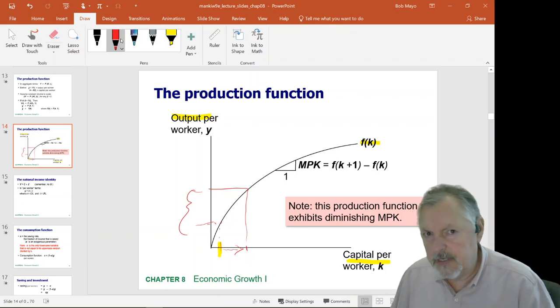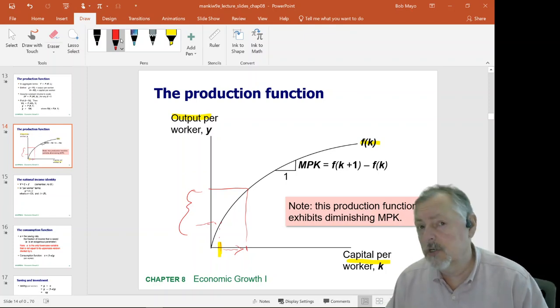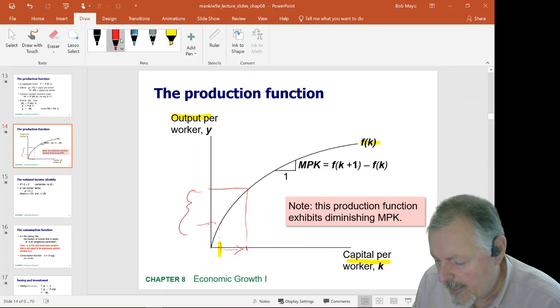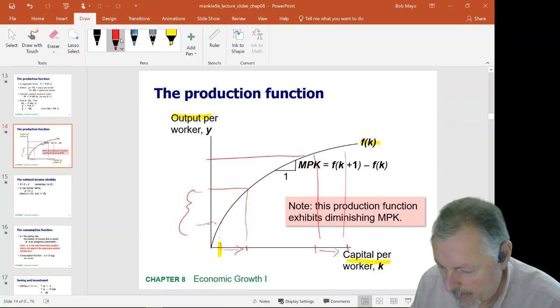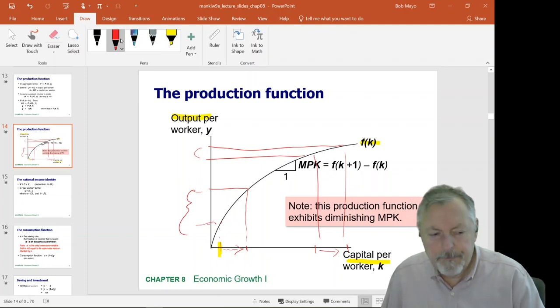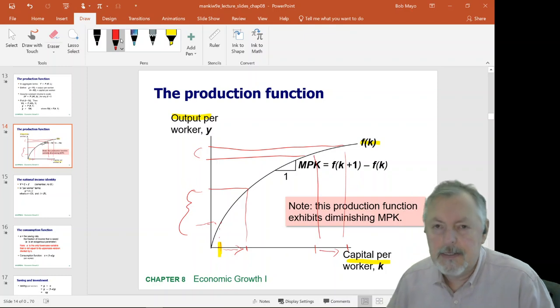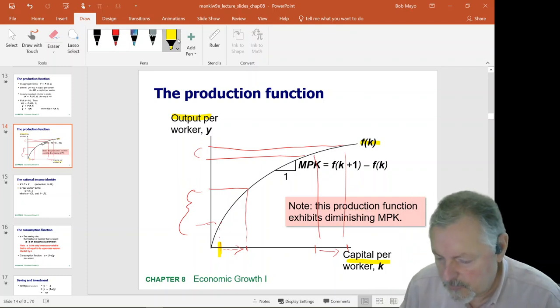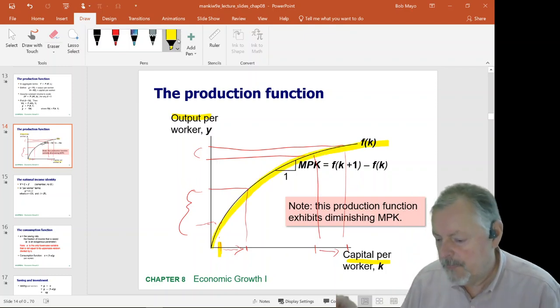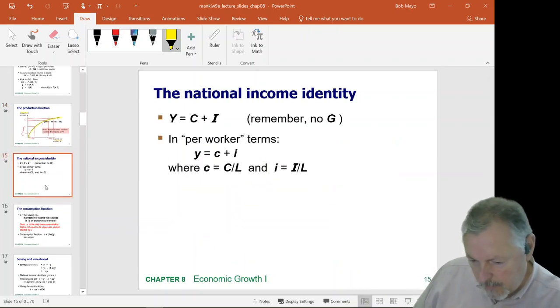That kind of should make sense. If you have very little capital, getting some will allow you to increase production a lot. But if you already have a lot of capital and you add another unit, output does go up, but by very little. If you're already swimming in capital, one more unit's not going to help much. Declining marginal product. That's why the production function is shaped like that.